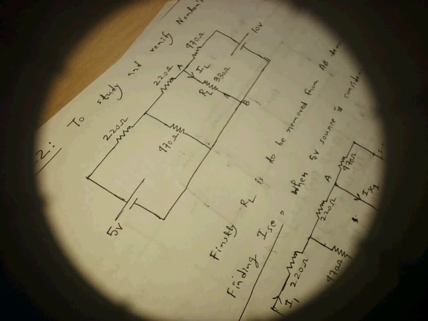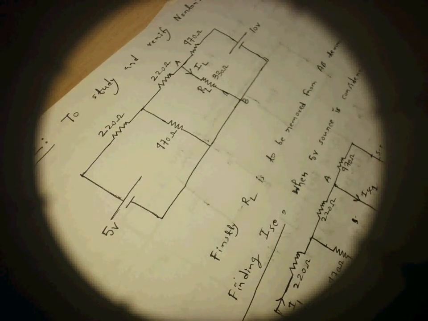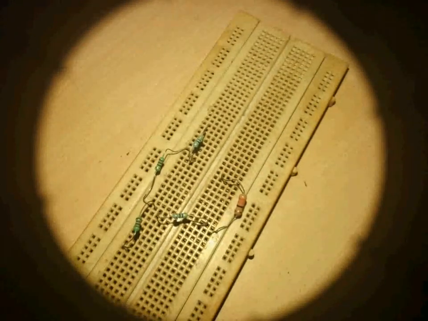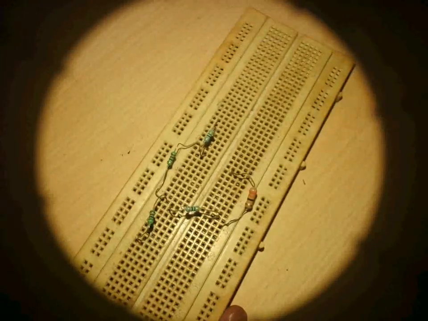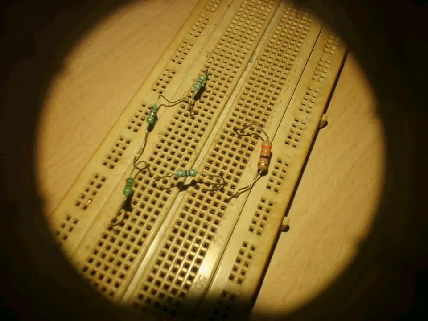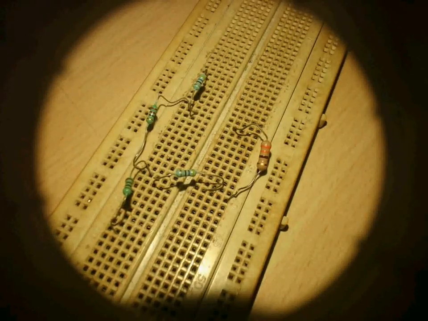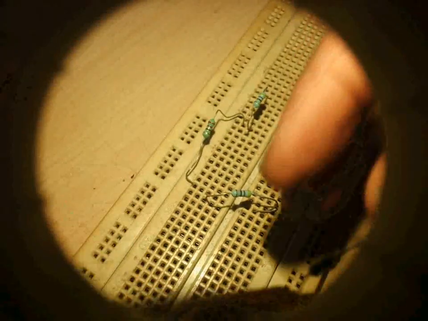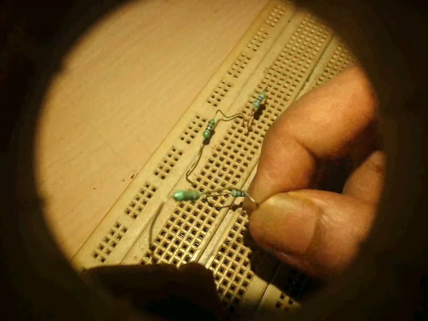Now see, try to compare the circuit diagram with the fabricated circuit on the breadboard. This is the circuit which I have made. Now I will show the resistances one by one. See the first resistance, very carefully.